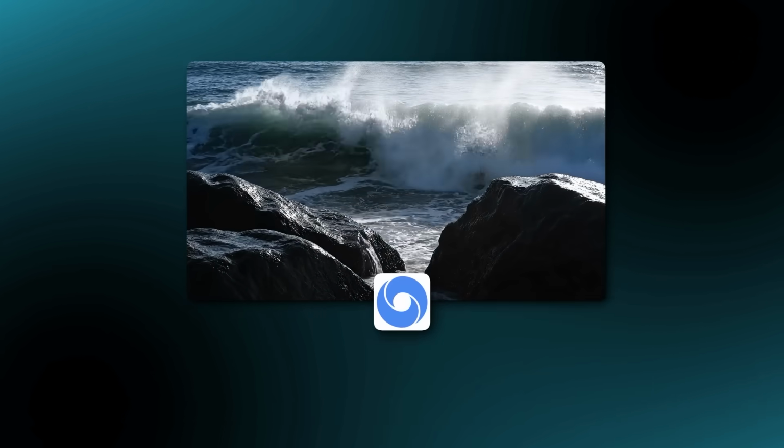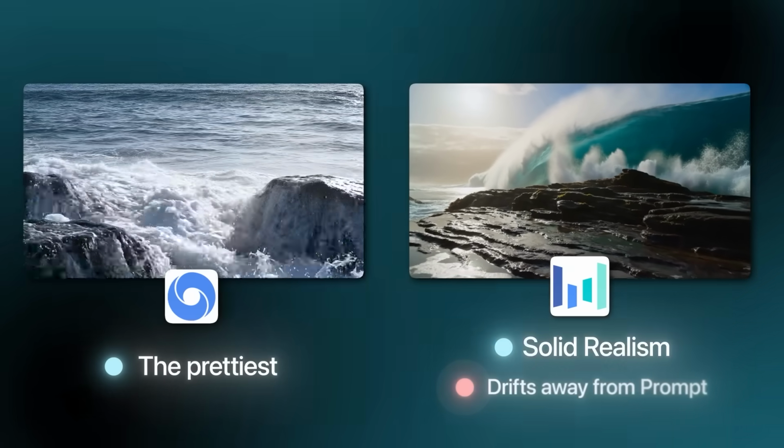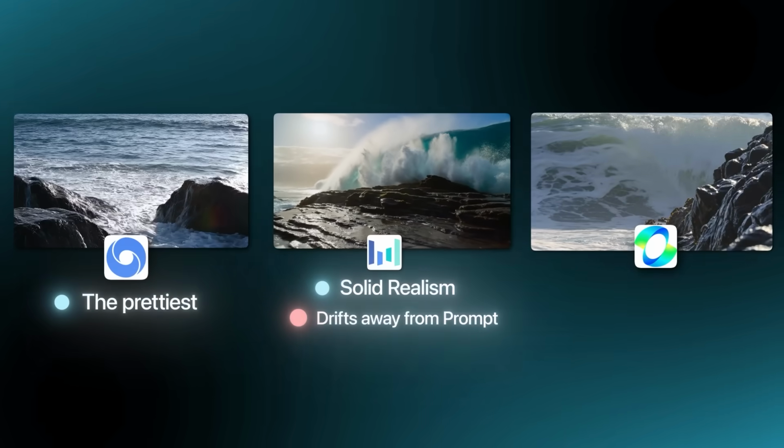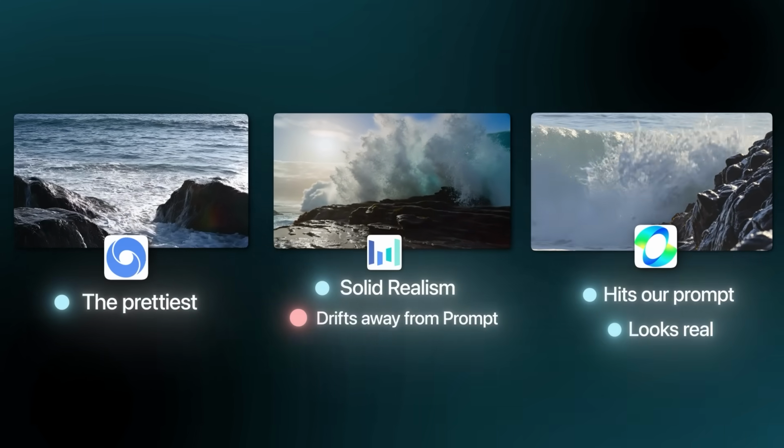Veo 3 makes hands down the prettiest videos. Seedance has solid realism, but consistently drifts away from the prompt. Meanwhile, Kling 3.0 takes a different approach. It cares more about hitting our prompt and looking real than looking flashy. And for filmmakers, ad creators, or anyone who needs their AI footage to feel like real camera footage, that's exactly what we want. But we've only seen these models in isolated test shots.